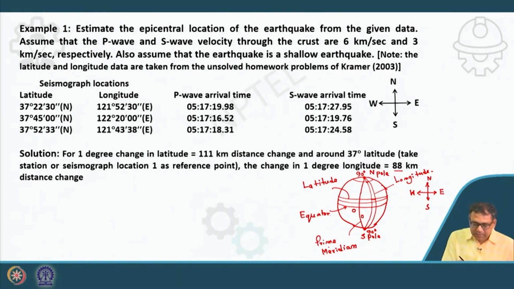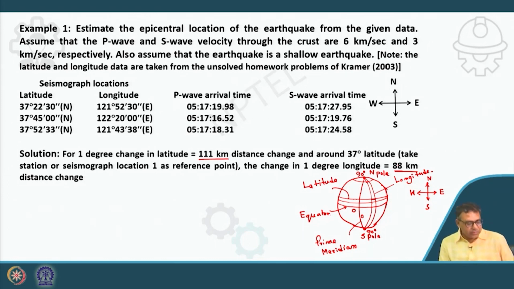So now it is seen that in our case, a 1 degree change in latitude will be 111 kilometers, and a 1 degree change in longitude will be 88 kilometers. A 1 degree change in latitude will always be 111 kilometers, but a 1 degree change in longitude will vary depending upon your position. Okay? So that will be 111 kilometers, and that will be 88 kilometers. So now let's see.